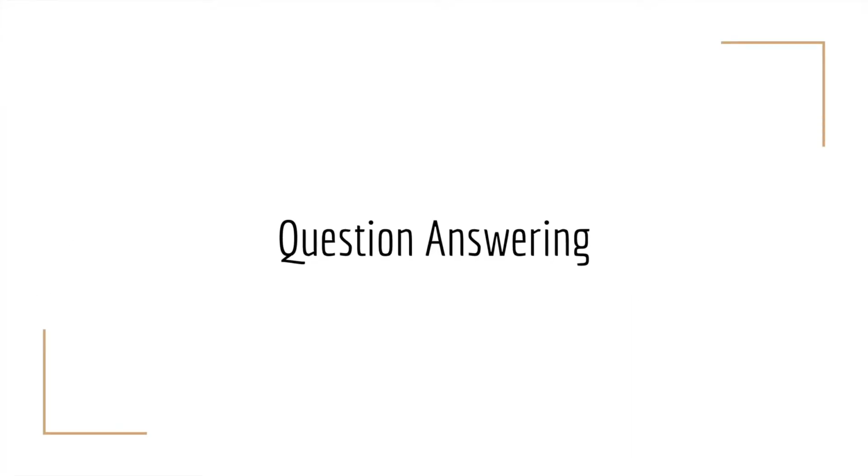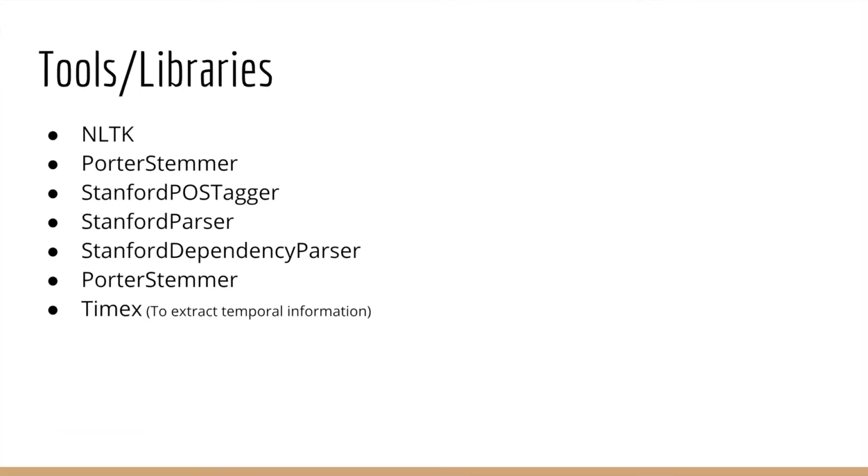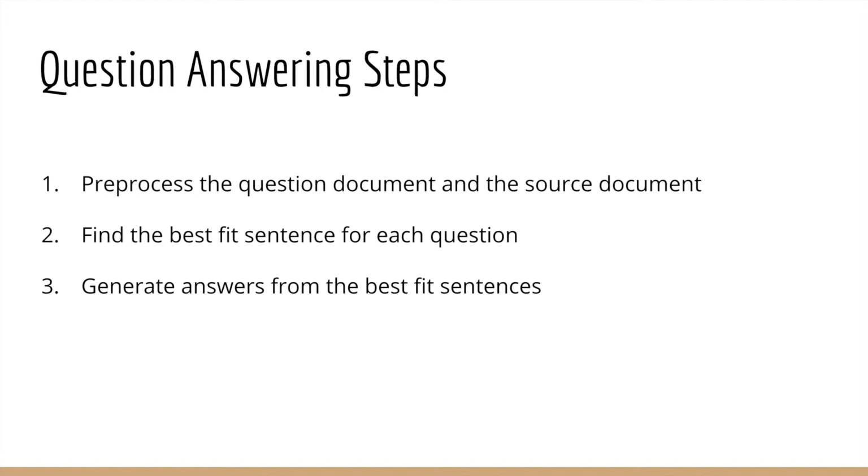Okay, so for answer generation, we use much of the same libraries, but a couple of different ones. So these included NLTK Porter Stemmer, Stanford POS Tagger, Stanford Parser, Stanford Dependency Parser, and Timex. So pre-processing of the question document and the source document was pretty simple. For the question document, we just split the lines and add the questions to a list. And for the source document, we lemmatize the whole thing and then keep track of the occurrences of each word using a dictionary.